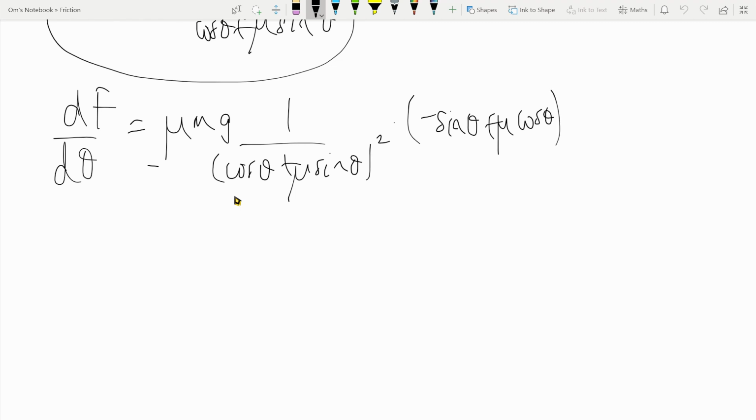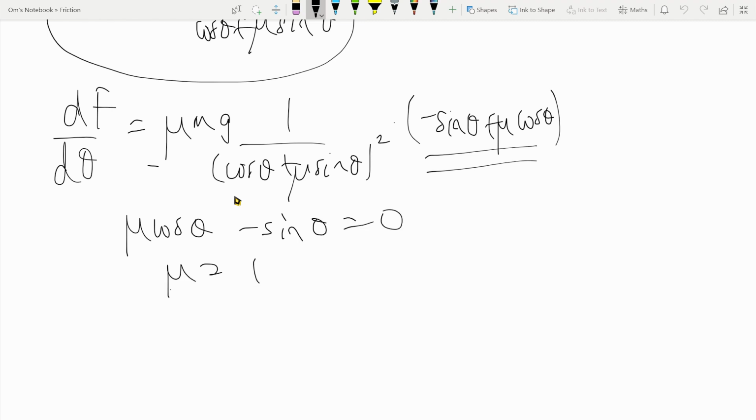So over here, while this expression looks complicated, remember that our job is to simply find the particular angle at which this expression is 0, right? So we can simply do this by setting this term over here equal to 0. So what you're going to do is mu cos theta minus sine theta is equal to 0. So we have mu is equal to tan theta, or theta is equal to tan inverse of mu.